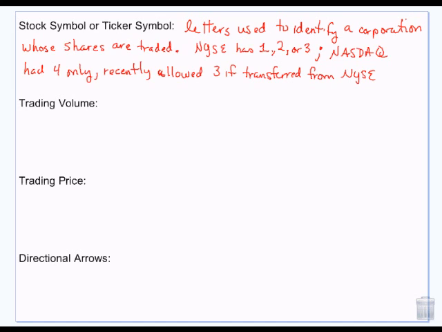So the stock symbol or ticker symbol is a letter or letters used to identify the corporation. Now, tickers occur in real time. So every single trade gets put onto a ticker. If I go and buy 7 shares of Microsoft, that'll show up on a ticker that 7 shares have been purchased. The New York Stock Exchange has 1, 2, or 3 letters. Remember we had seen Bank of America was BAC? That would be the ticker symbol that would show up on the ticker, BAC.